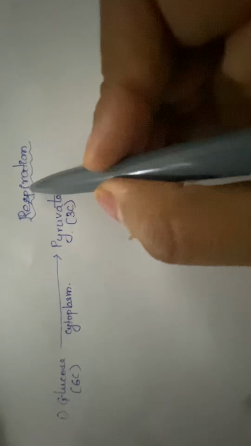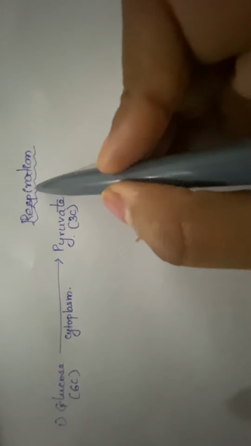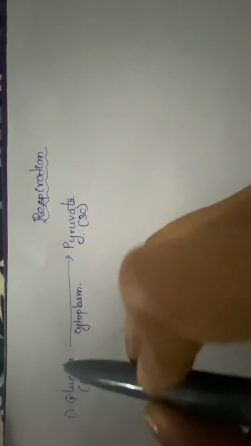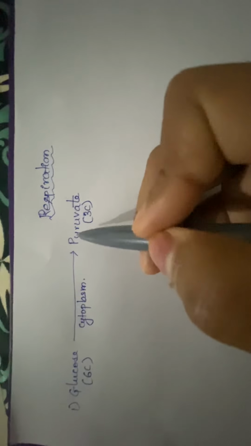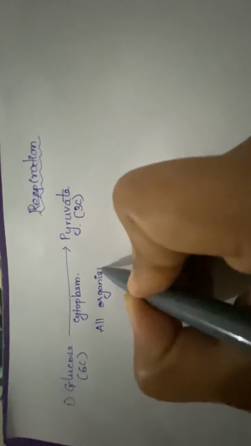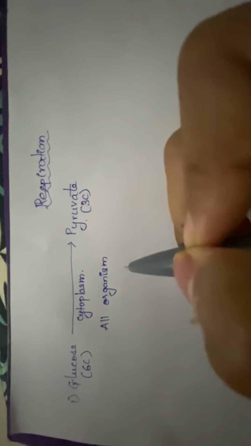I hope it is clear that to obtain energy, our body, or you can say living organisms, undergo a process called respiration. And how is this energy obtained? To obtain energy, glucose, a molecule, is broken into pyruvate. This step of breaking down of glucose into pyruvate is common in all living organisms. So I will write all organisms here. This is the first common step which occurs in all organisms, in the cytoplasm of the cell.